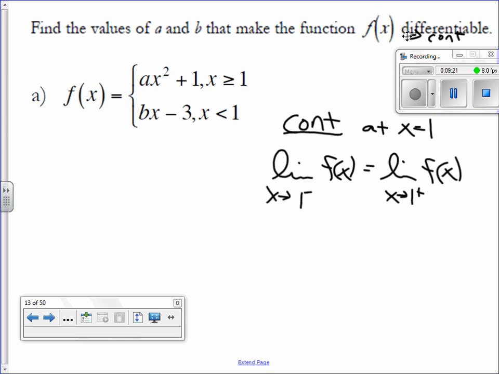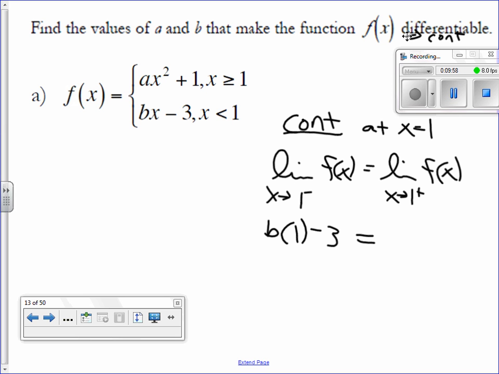Now, what is the limit of f of x as x approaches 1 from the left? We're going to get that. How would you get that? Yes, ma'am? Yep. So you're going to plug the 1 into the x of the second branch, because it's less than 1. It's approaching 1 from the left. So we have b times 1 minus 3, or b minus 3. That's the limit of f of x as x approaches 1 from the left.